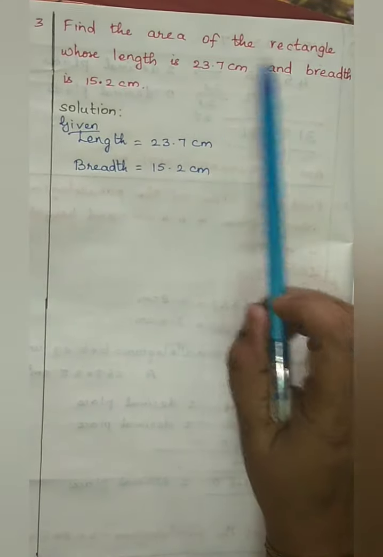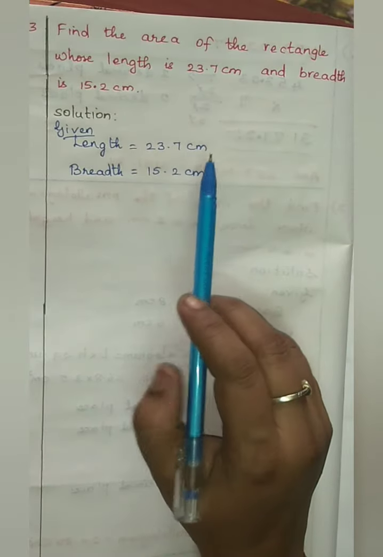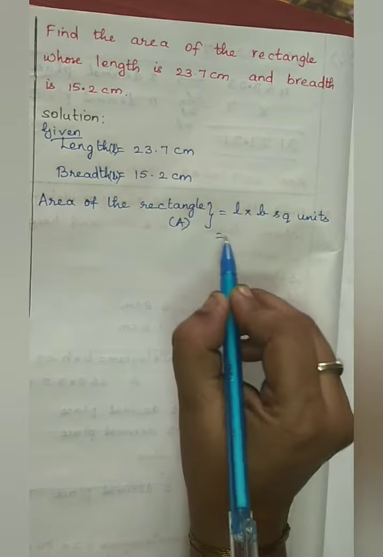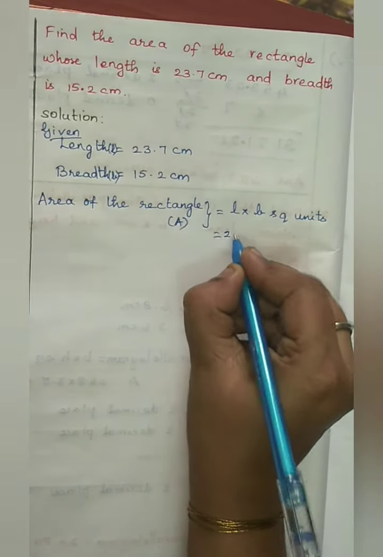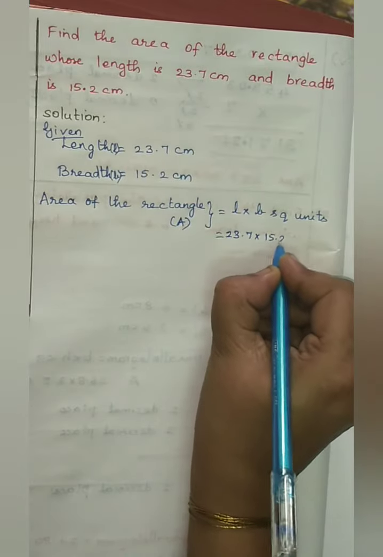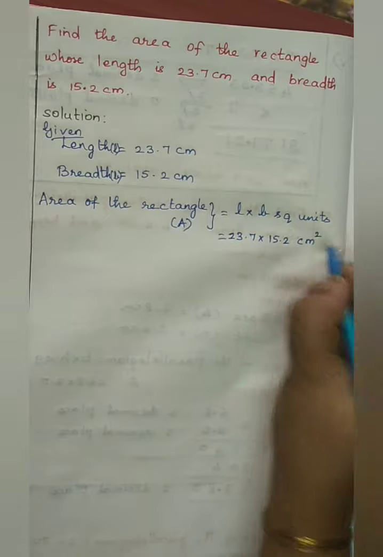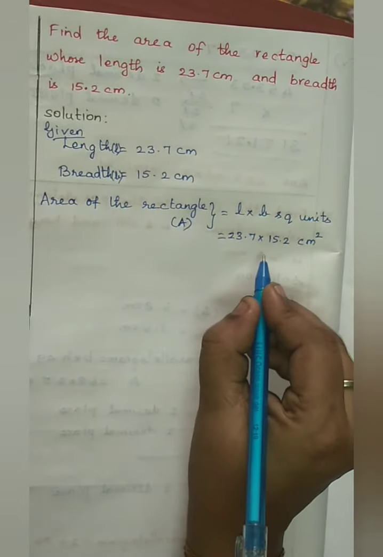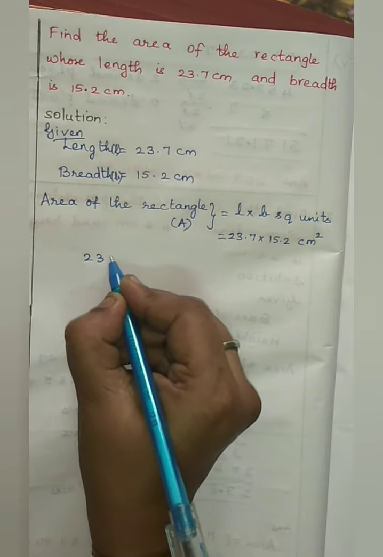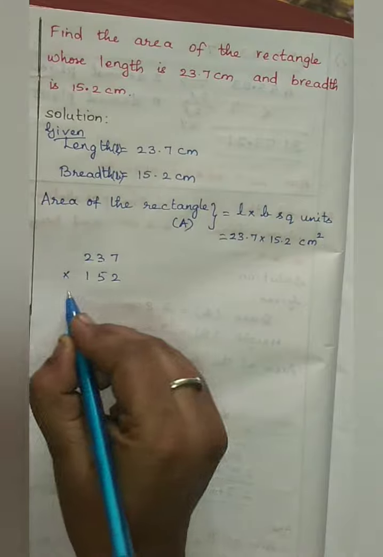What's the formula to find area of rectangle? Length into breadth or LB square units. Substitute the values. Length is 23.7 and breadth is 15.2 and the unit is centimeter square. Now write the numbers without the decimal point. 237 and 152. Multiply and find the answer.